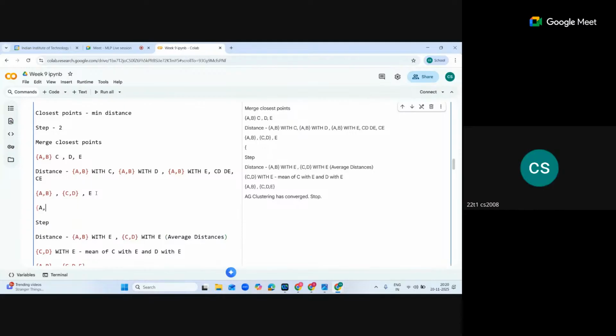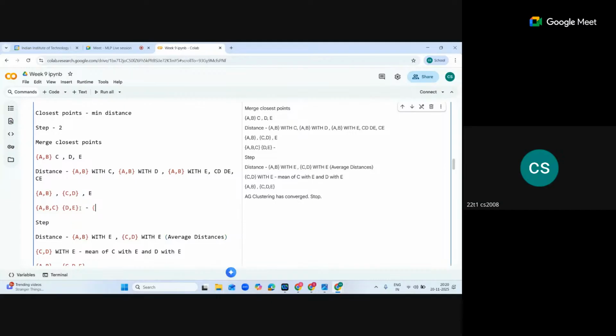Suppose you have A, B, C here, right? And suppose you have D, E here. C is already there, so D, E. So then what you will do is you will compare A to D, B to D, C to D and get an average. Okay, so let's write it down.